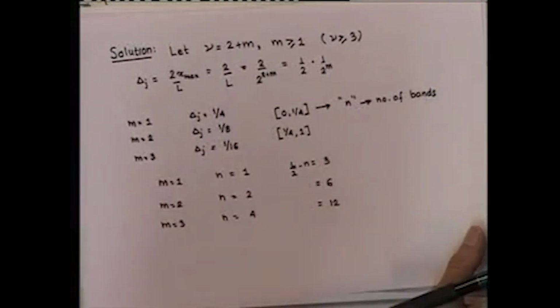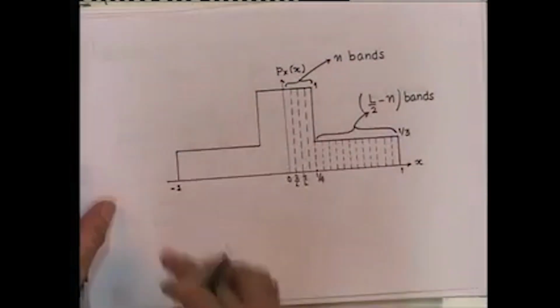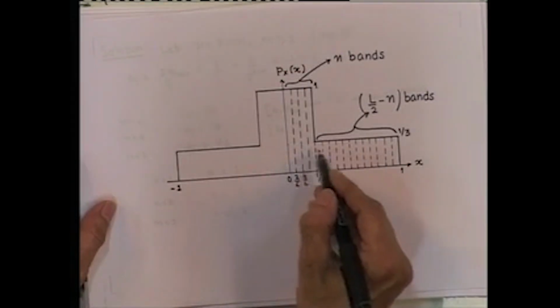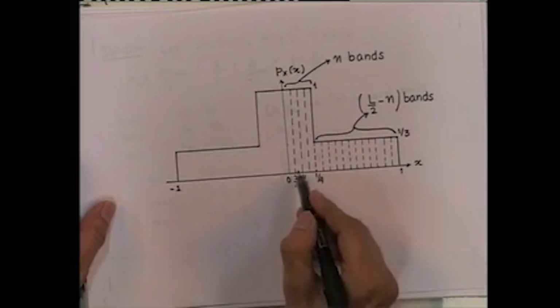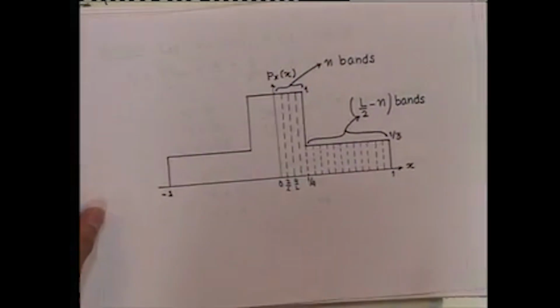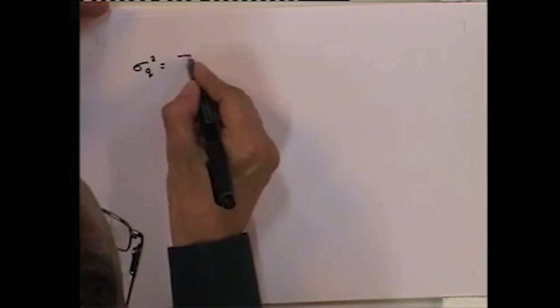Now, what this result shows is that the PDF is constant over each band, and all boundary values and reconstruction levels are also equally spaced. Now, we know that distortion is given by the following expression.